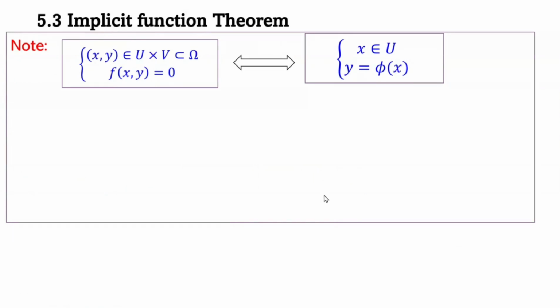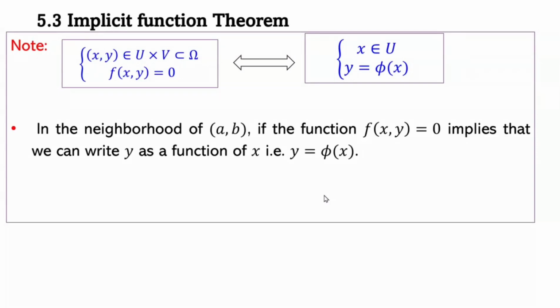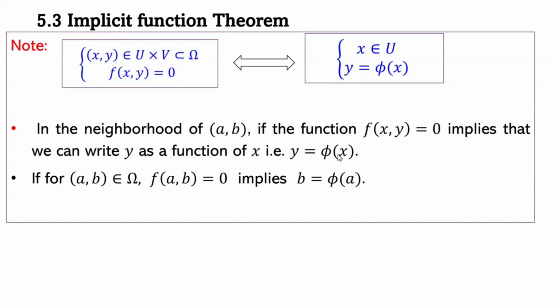Now what this notation means is that (x,y) belongs to U cross V, a subset of omega, f(x,y) is 0 if and only if x belongs to U and y equals phi(x). By these notations we can interpret that in the neighborhood of (a,b), if the function f(x,y) is 0, then we can write y as a function of x, that is y equals phi(x). So we can say this is an implicit expression f(x,y) equals 0 and y can be considered as a function of x.